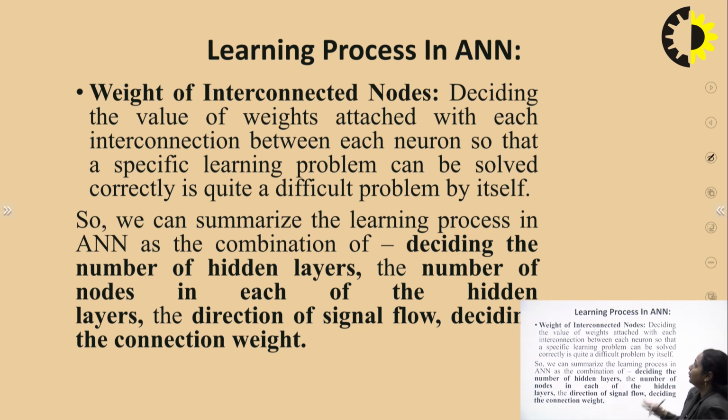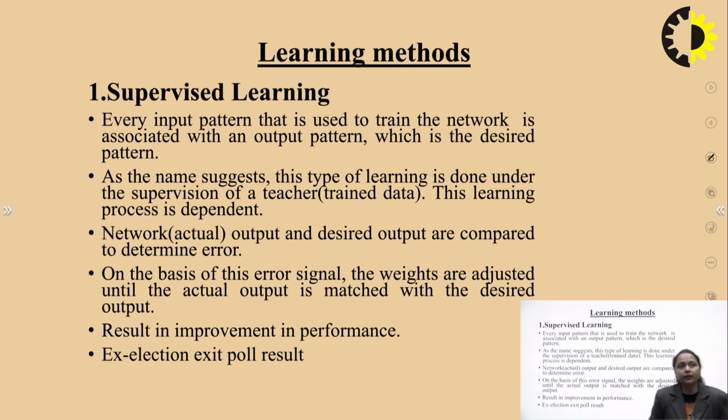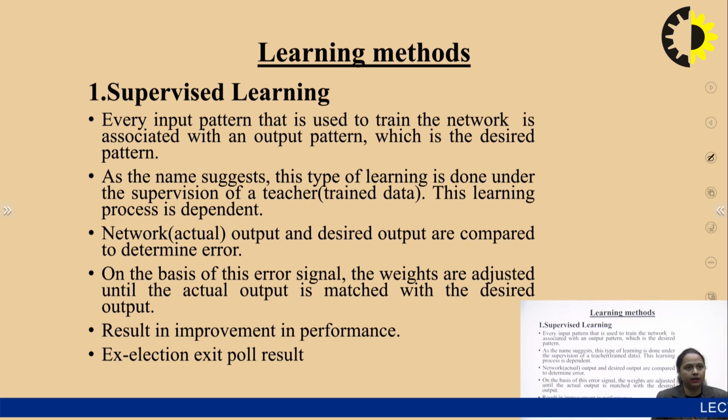Next is the weight of interconnected nodes. What is the weight being kept on the nodes? It means the work of the axon, whatever data value is being passed to the other node. So the value of weights attached with each interconnection between each neuron is set so that a specific learning problem can be solved correctly. Now, learning methods are again dependent on whether it is supervised learning, unsupervised learning or reinforcement.